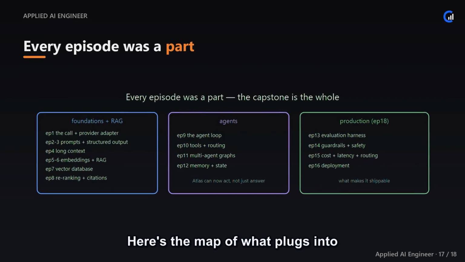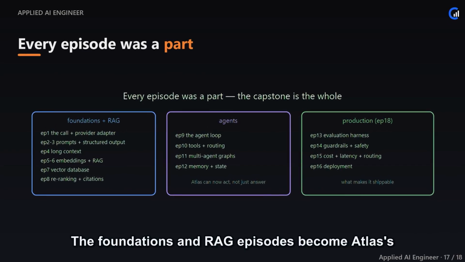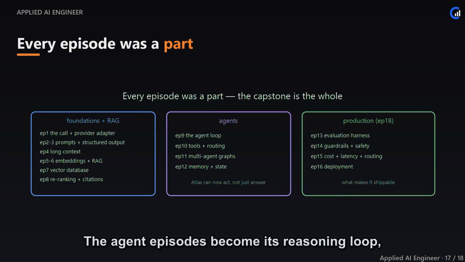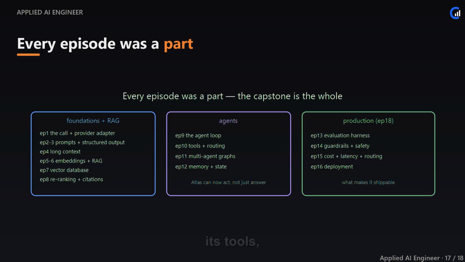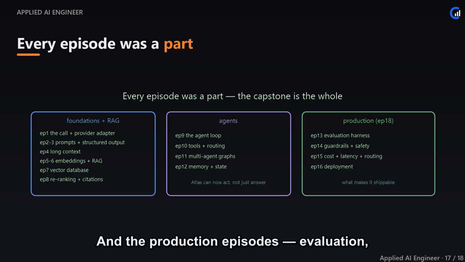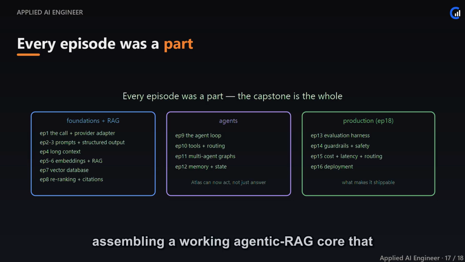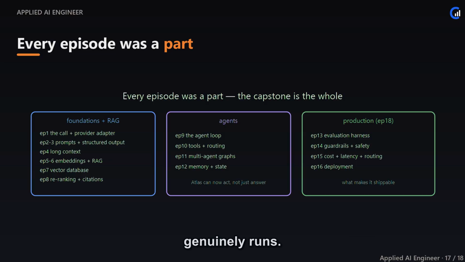Here's the map of what plugs into what. The foundations and RAG episodes become Atlas's retriever. The agent episodes become its reasoning loop, its tools, and its memory. And the production episodes, evaluation, guardrails, observability, deployment, become the wrapper we add in the final episode. Today we focus on the left and middle, assembling a working agentic-RAG core that genuinely runs.